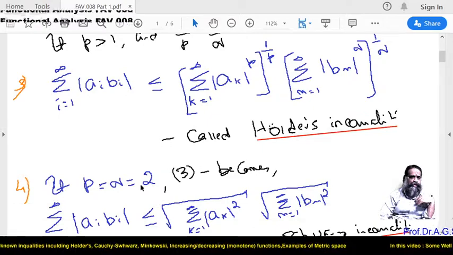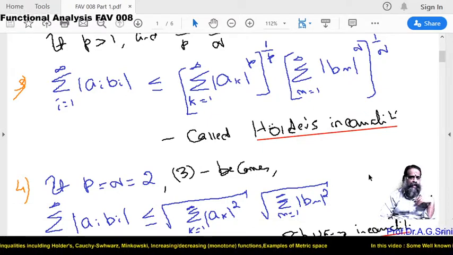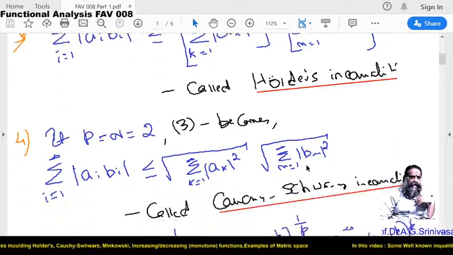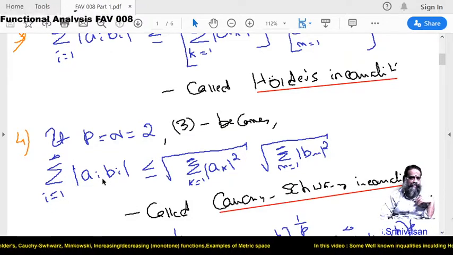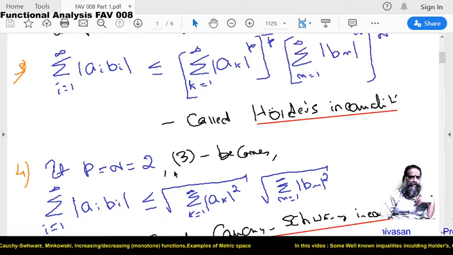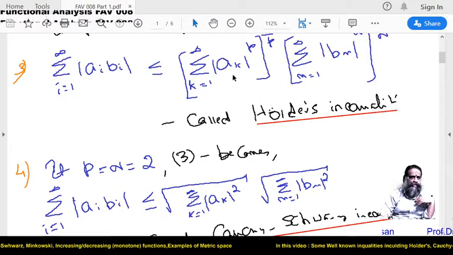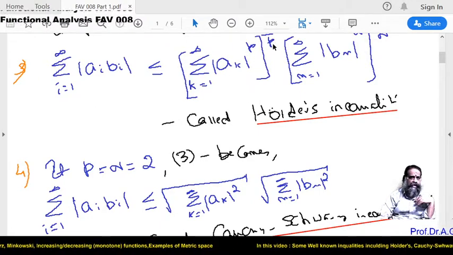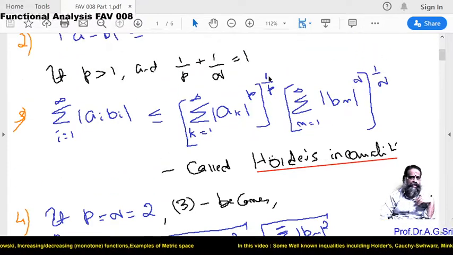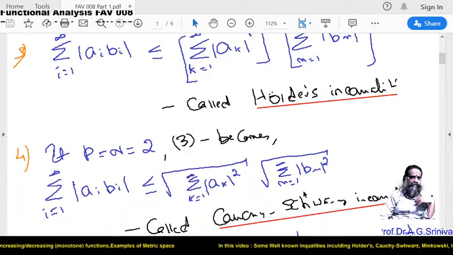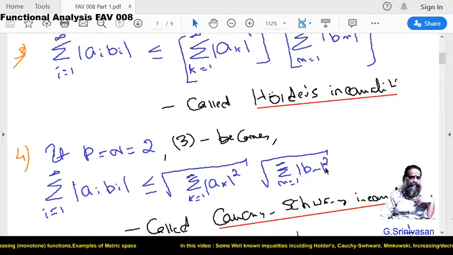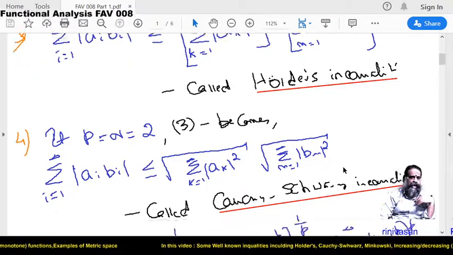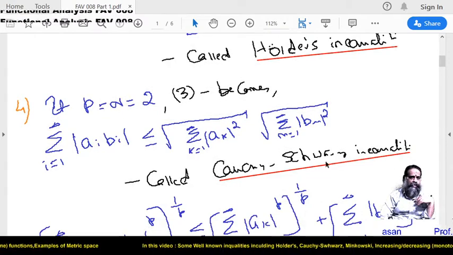When P is equal to Q is equal to 2 in this Holder's inequality, you will get sigma I equal to 1 to infinity AI BI with the modulus is less than or equal to sigma K equal to 1 to infinity AK square, because P is 2, this becomes square root, similarly into sigma M equal to 1 to infinity BM modulus square. And this inequality is called Cauchy-Schwarz inequality.